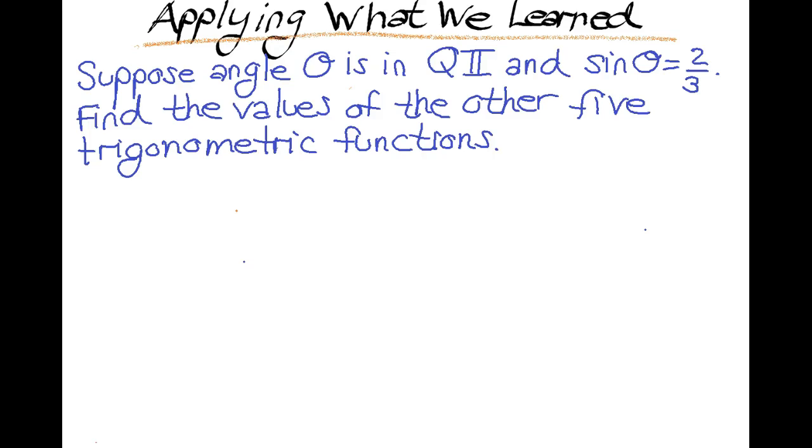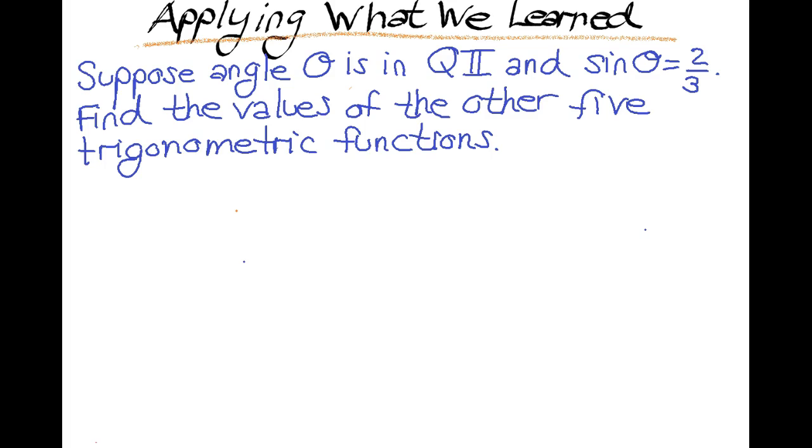Hi all, we are going to take what we just learned in the last two videos and apply it to this problem that is on the screen right now. So here we go. It says suppose angle theta is in quadrant 2 and that the sine of theta is 2/3. Find the values of the other 5 trigonometric functions.